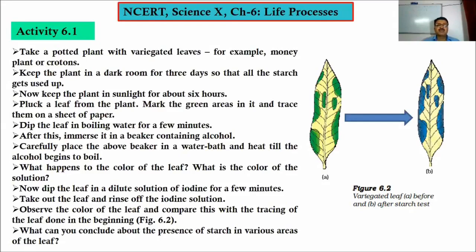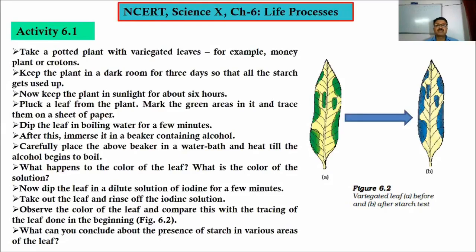The experiment goes like this. A variegated plant is kept in dark for some time so that the process of photosynthesis is stopped, and in order to sustain life processes, it utilizes all its reserve starch. Thereafter, it is again brought into light to start photosynthesis, and formation of food reserve starch also starts.